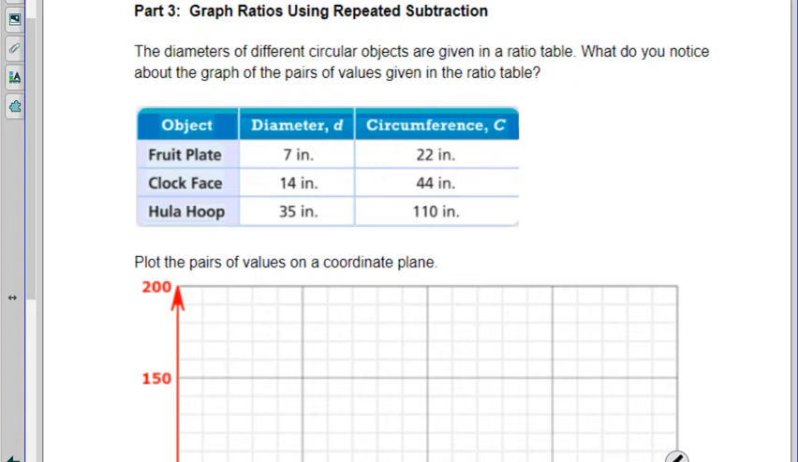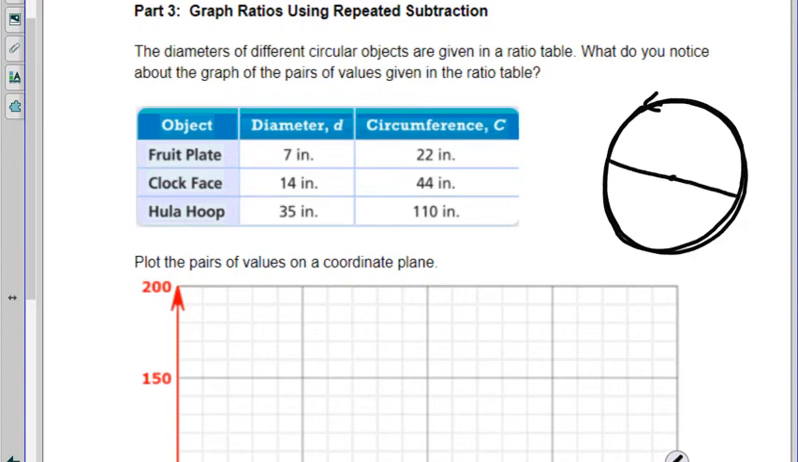All right, let's look at part 3 here. We have diameters of different circular objects as compared to their circumference. And so just a little bit of vocabulary. A circle, the distance all the way around the circle, that's the circumference. And the diameter is the distance across the center. So if I have a diameter of 7 inches, which is what my fruit plate is, my circumference was 22 inches. The clock face had a diameter of 14 inches, and its circumference was 44 inches. And a hula hoop had a diameter of 35 inches, and its circumference was 110.